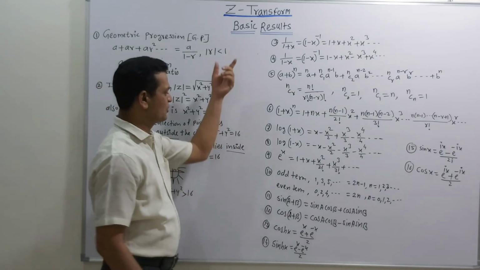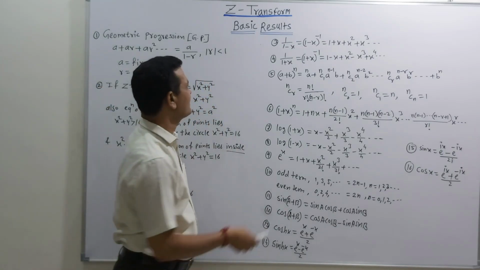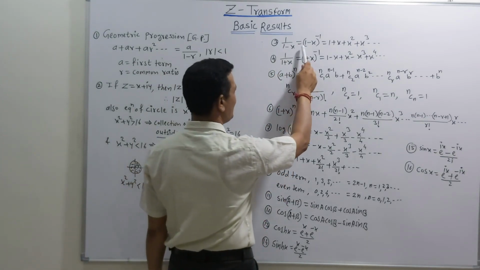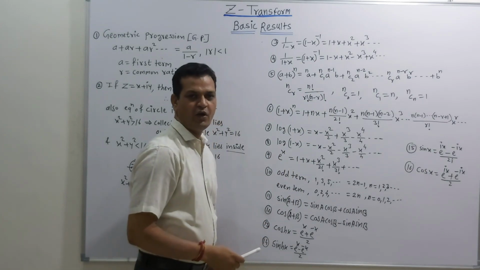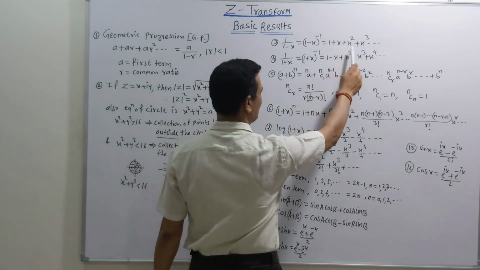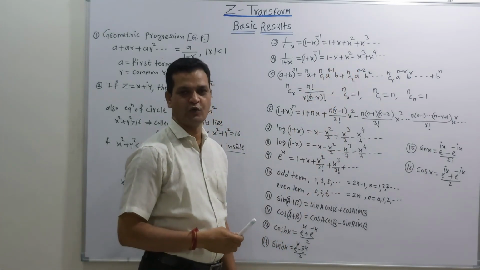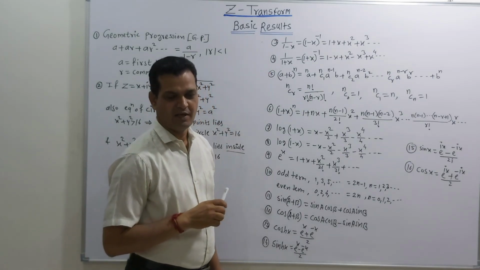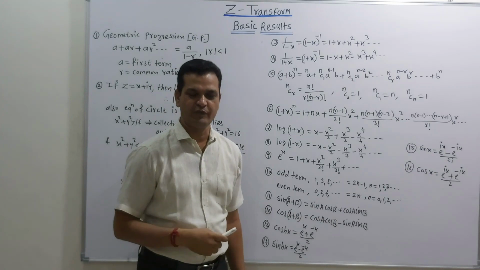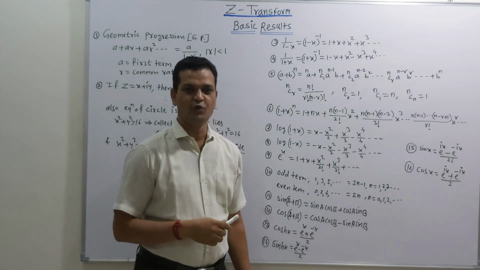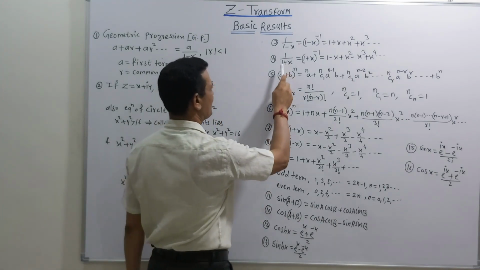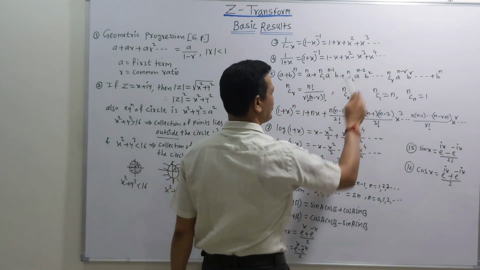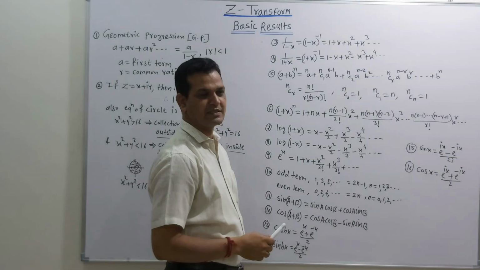Now along with this, the next result is 1 upon 1 minus x, which is written as (1 minus x) raised to minus 1, which is equal to 1 plus x plus x square plus x cube and so on. We already learned these two results in the linear differential equation with constant coefficients unit. Now the next result is 1 upon 1 plus x, which is (1 plus x) raised to minus 1, so the alternating signs are plus, minus and so on.